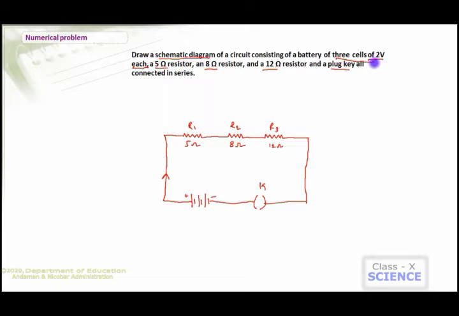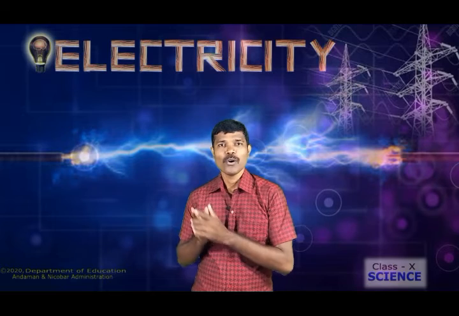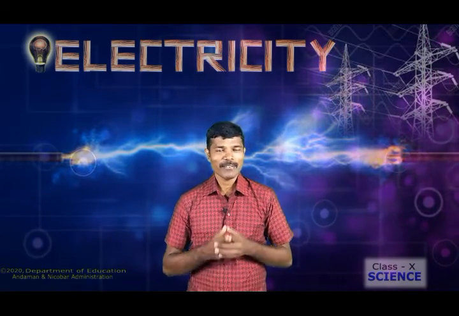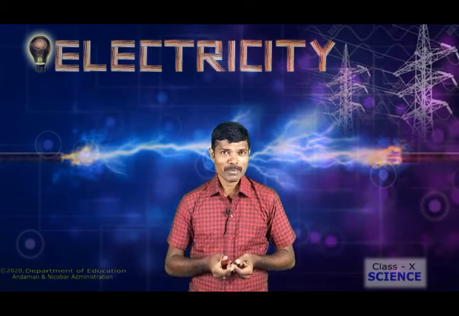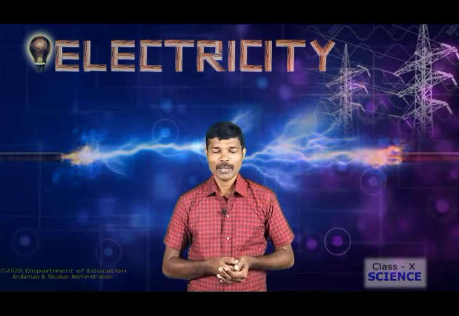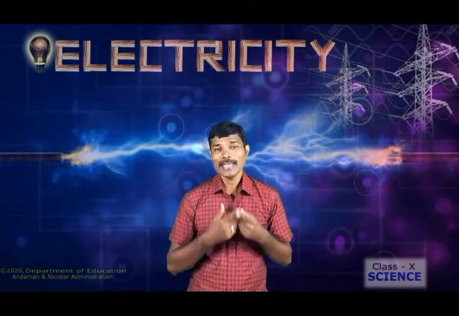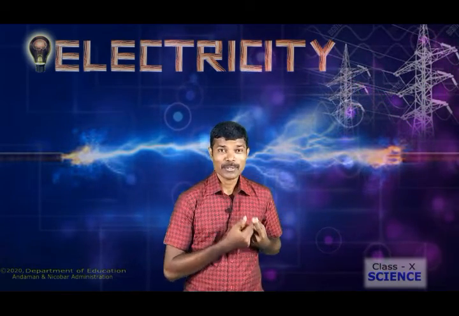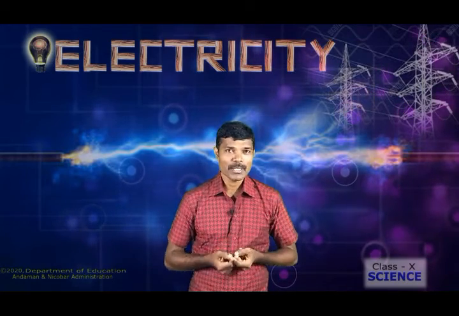You see here 3 cells of 2 volt each. So altogether we will get 2 into 3, so 6 volt. So here we can write it as 6 volt. This way the circuit diagram can be made with the available components. Hope you understood the numerical problem. Likewise, you can practice more such numerical problems. Have a grip on such problems so that you will find it very easy when such a question comes in the CBSE examination.